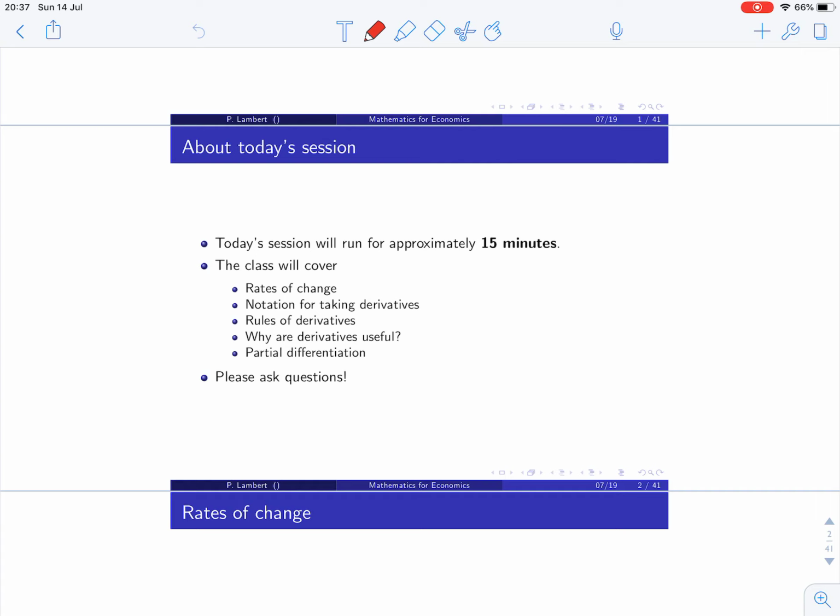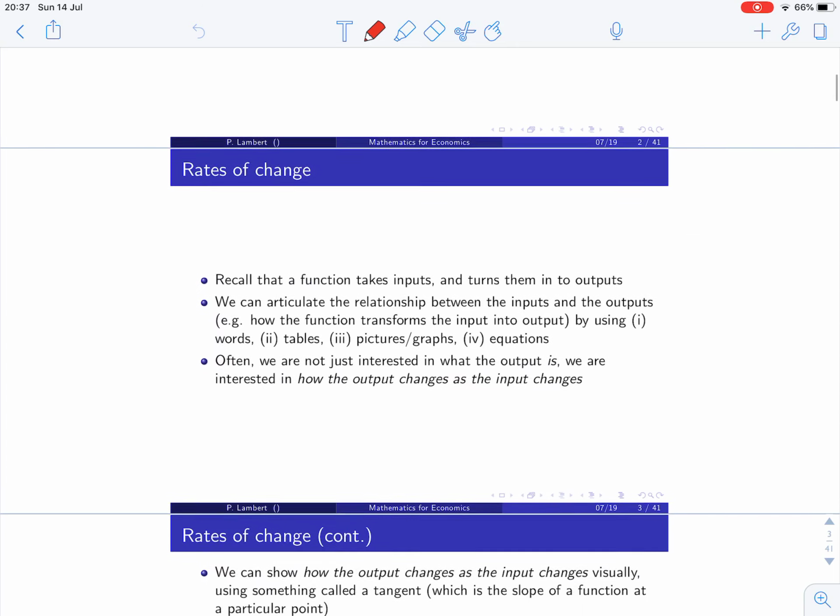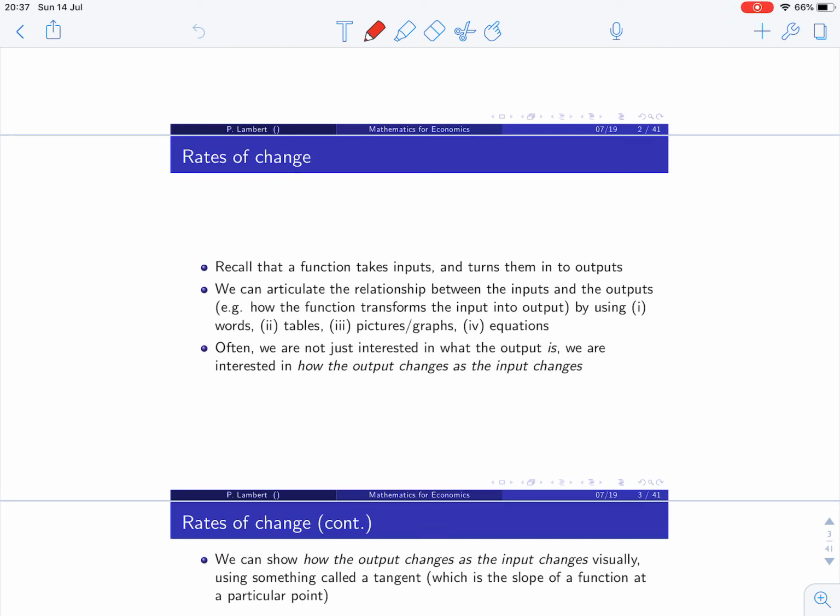As I said, we're going to cover rates of change, the notation for taking derivatives, the rules of how to turn a function into its derivative, why derivatives are useful, and focus a bit on partial differentiation when we have more than two input variables in our function. The point of a derivative is that it's going to give us information about something we call rate of change. When we have a normal function, we're just going to call the function f.